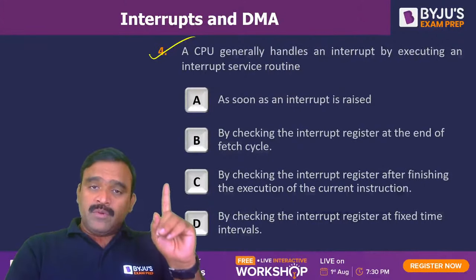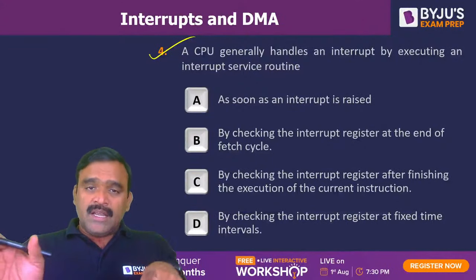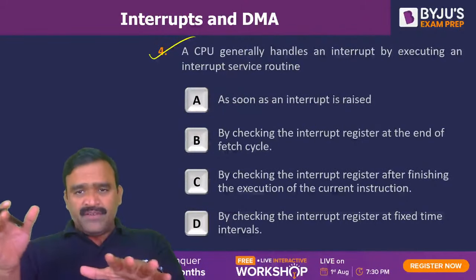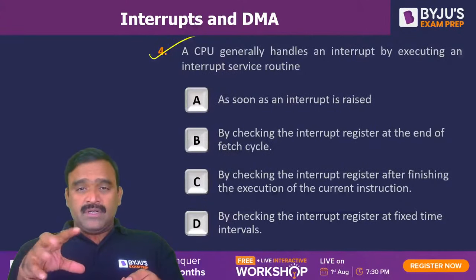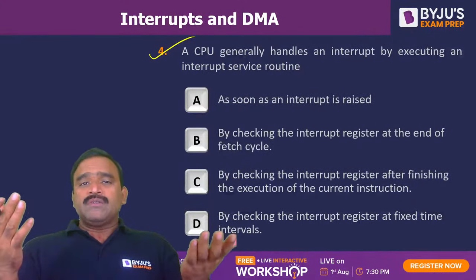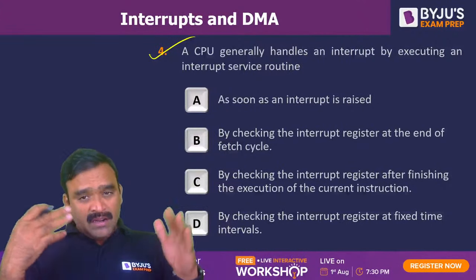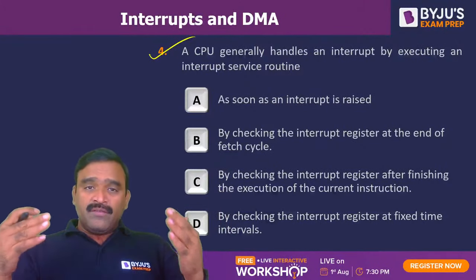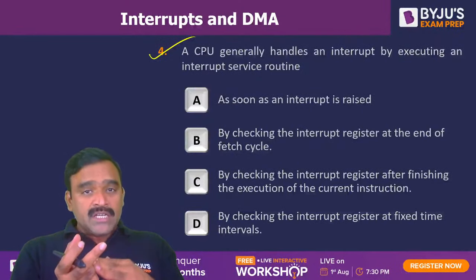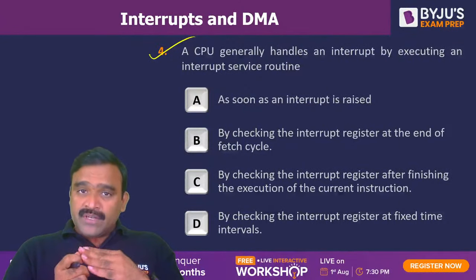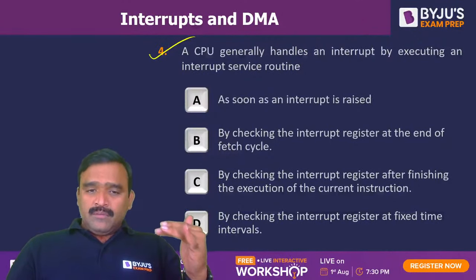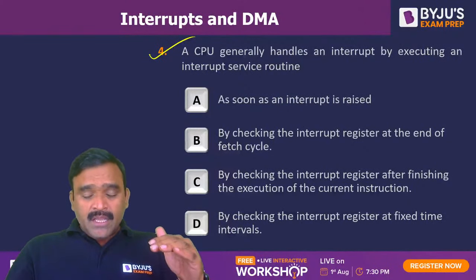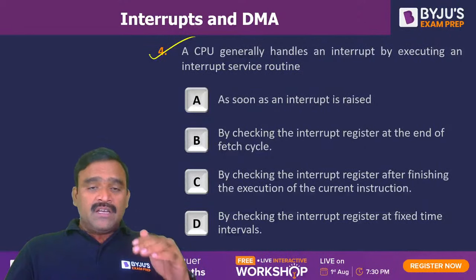So why was the CPU temperature sensor interrupt given such high priority there? If that is not handled and responded to, then it leads to loss and damage to the resource. That's the reason. So this is a different question. When the interrupt occurs, we are supposed to execute the interrupt service routine. But when will it be executed: immediately after the interrupt is raised, or after checking the interrupt register at the end of the fetch cycle? Because we have different phases in an instruction, like fetching the instruction, decoding the instruction, fetching the operand, and then execution of the instruction. Option C, by checking the interrupt register after finishing the execution of the current instruction. Option D, by checking the interrupt register at fixed time intervals.